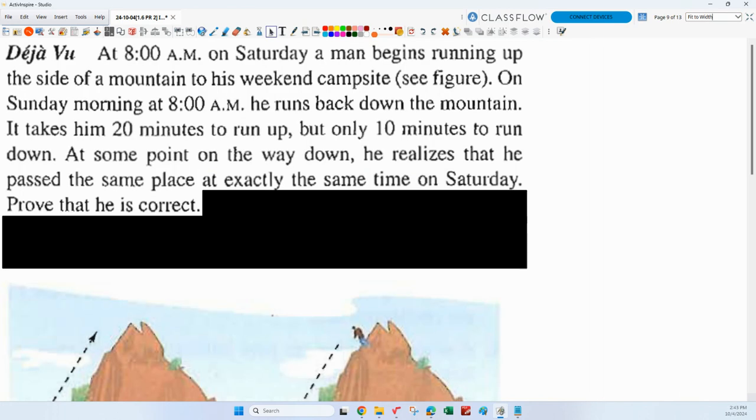So think about the way you're going to have to do this, right? In order to use IVT to prove this, you're going to have to come up with some continuous function that relates to the guy's position on the mountain as a function of time. And you're going to have to somehow show that there's an interior value that would correspond to him passing by the same location at the same time of day, and then just prove that that happens. This is a really cool problem. So try that.